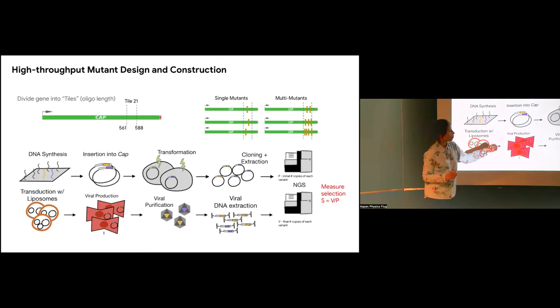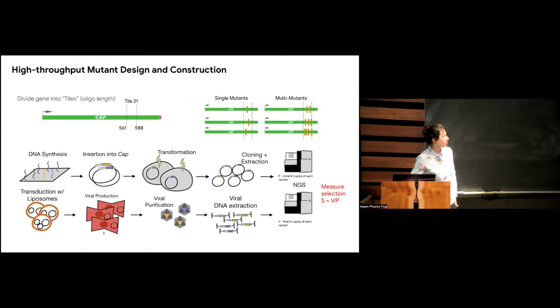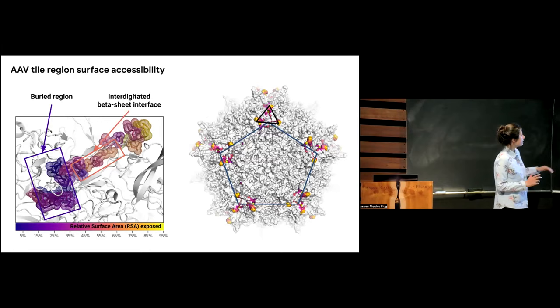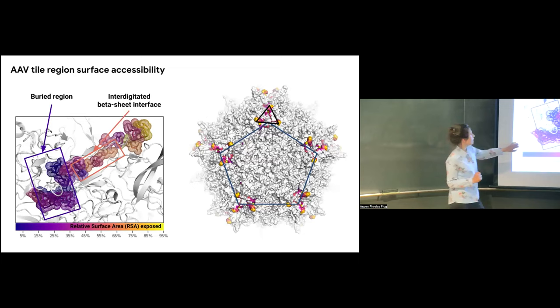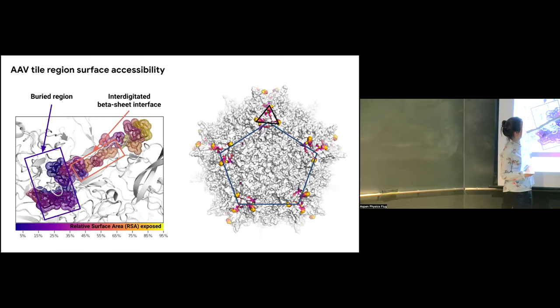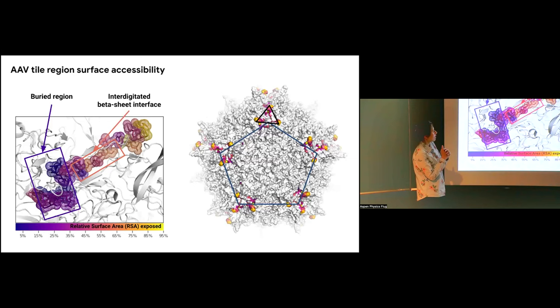This is really a very complicated experiment, so we're lucky to be able to work with collaborators. And this is the piece of the capsid that we're modifying, in context. There are buried parts at the start of the 20 nanometer capsid, and then there are more surface exposed parts at the end, and it's on the interface between two monomers. So it's making an important interaction.